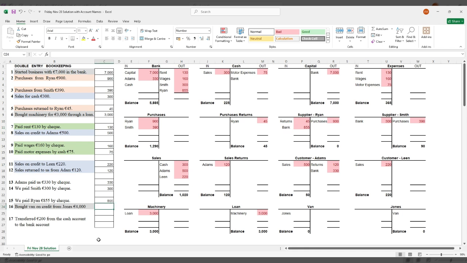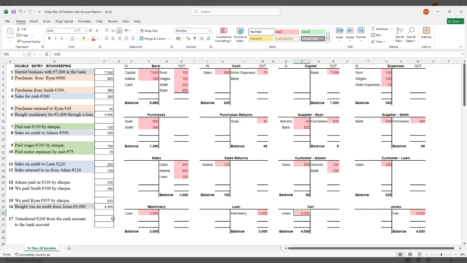Again, okay, another fixed asset, machinery. In this case, it's a van, sorry. We bought a van on credit from Jones, €4,000. Jones is obviously a van garage car salesperson, right? He gave us the van, okay? So we credit him with the van. We credit him with €4,000 worth of a transaction. What is it for? A van. Go to the van account. We now have €4,000 worth of a van. Where do we get it from? It's on credit from Jones.